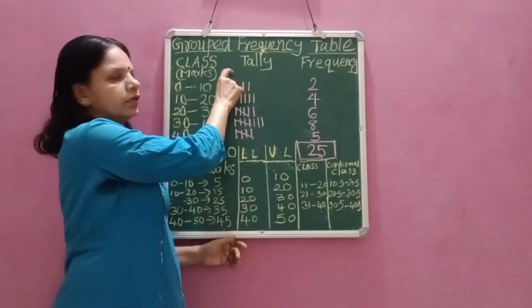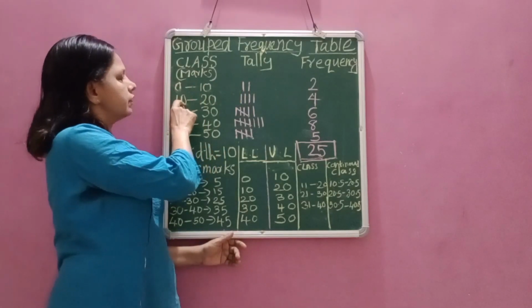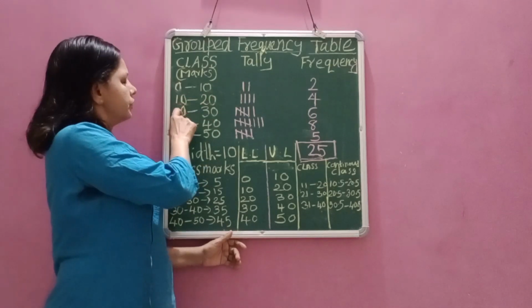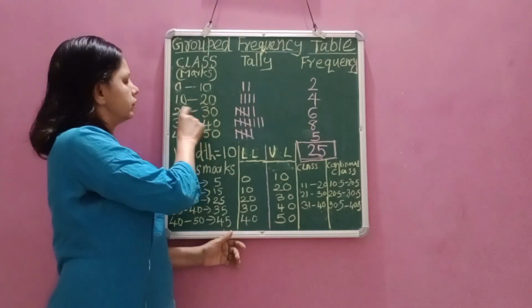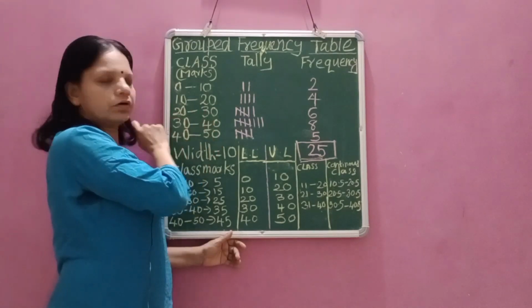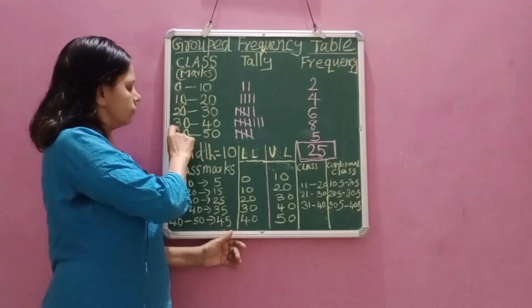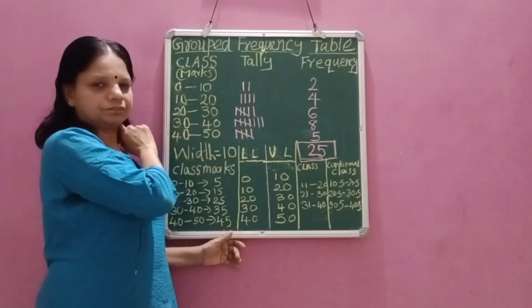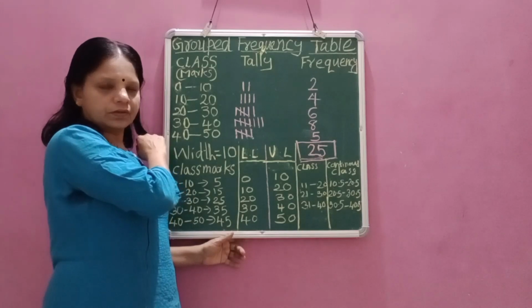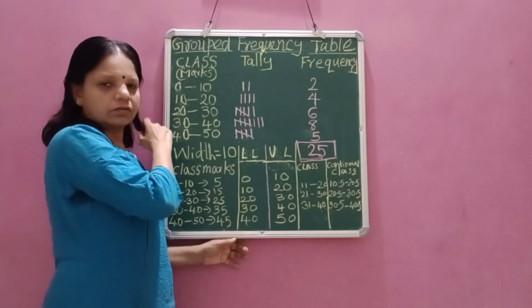10, if the numeral is 10, where will we write it? In the class 10 to 20. 20, where will we write it? 20 to 30. 30, where will we write it? 30 to 40. 40 to 50. Clear? Understood?